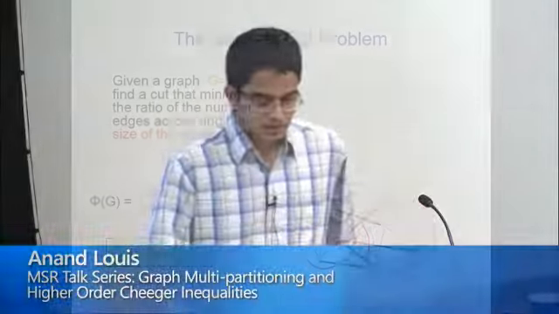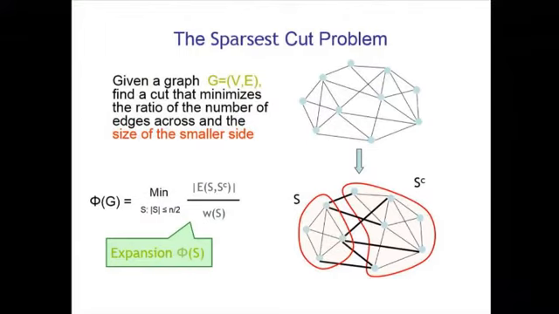Okay? So one of the most well-studied problems is the sparsest cut problem, where you are given a graph, and for any set S, we define its expansion as the ratio of the edges that go out of the set divided by the size of the set. Okay? And we denote this by phi of S. And the expansion of the graph is the minimum value of phi of S over all sets S of size at most n over 2.